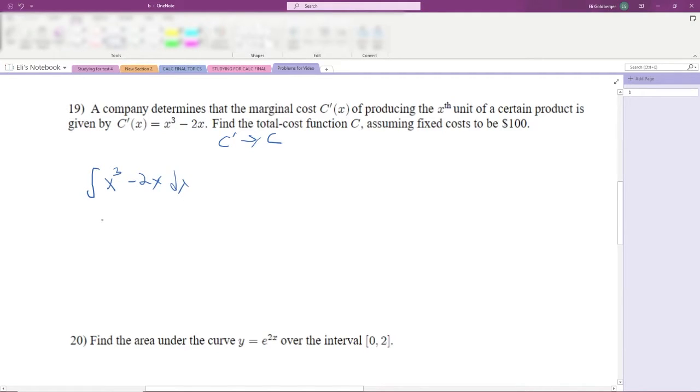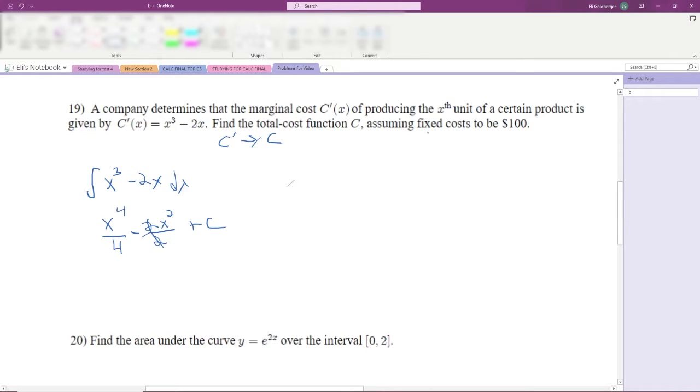And that's just going to be x to the 4th over 4 minus 2x squared over 2. And then those 2's cancel out. And it'd be plus c, because it's an indefinite integral.